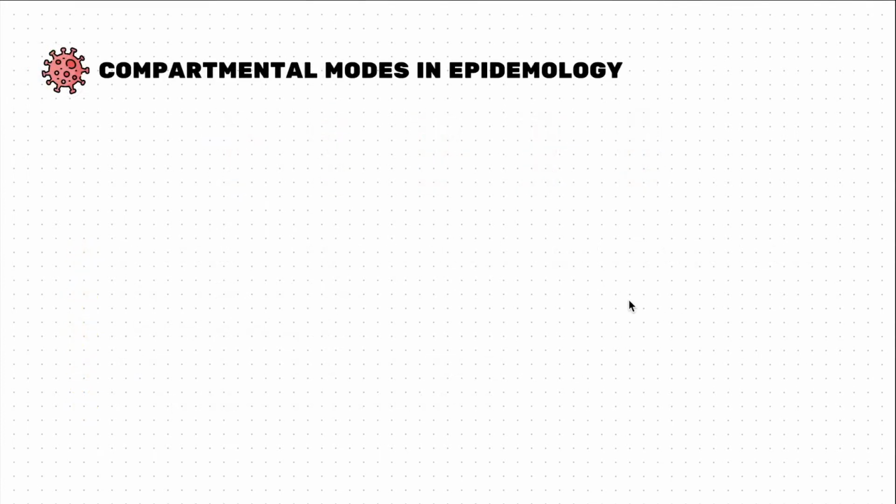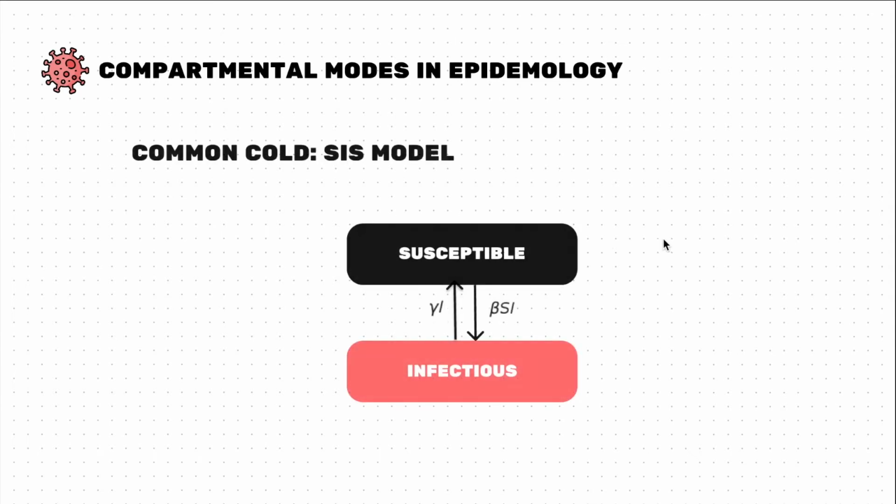In the next part, I want to talk about the compartmental models in epidemiology. Depending on the virus, different mathematical models exist. For example, the SIS model exists for a common cold or influenza, which just means that either you are susceptible or you get infected. And after being infected, you don't really get a recovered status that protects you from being infected again. So, as a result, you become susceptible again.